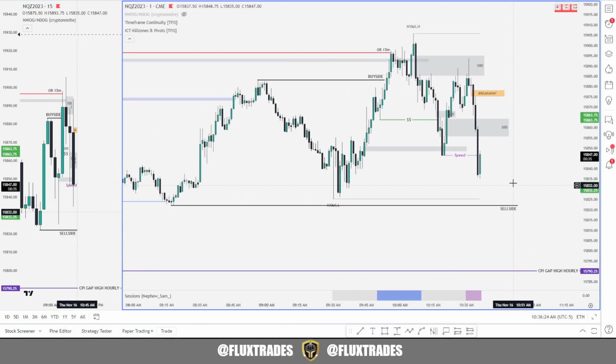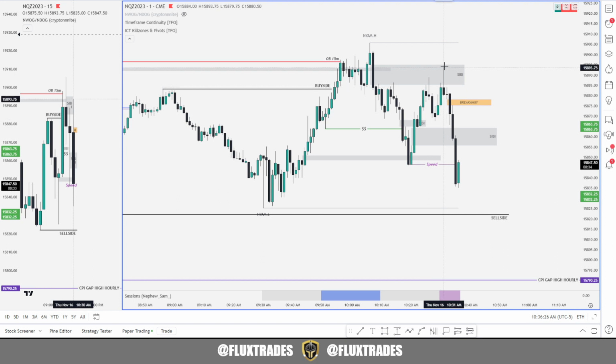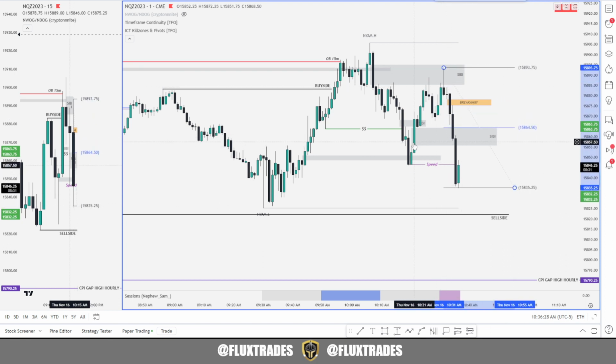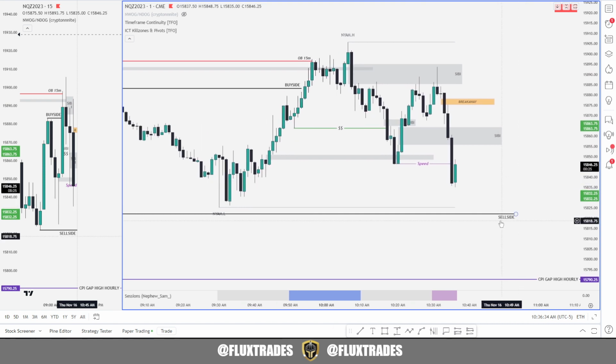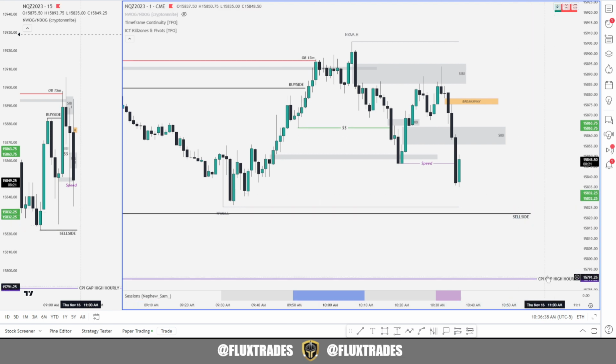I would like to see, I mean, if we want to retrace maybe into premium of this, it's potential, back up into this SIBI here. But really would like to see just acceleration into this sell side and potentially back into the new week opening gap, CPI gap.